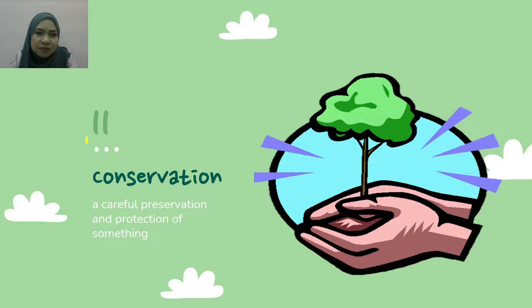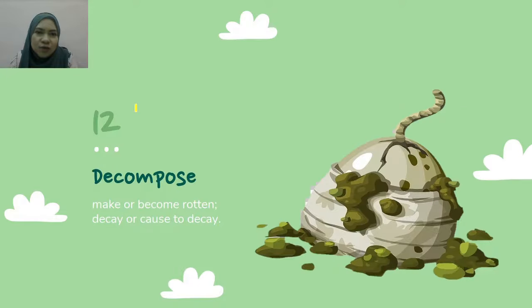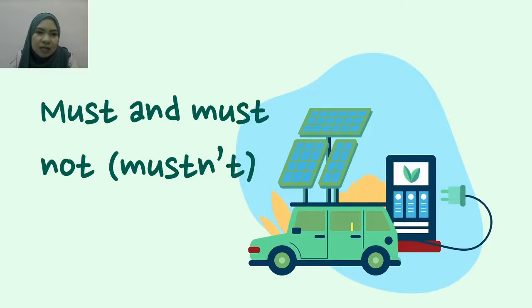Okay, next, word 11, conservation. A careful preservation and protection of something. Conservation means pemuliharaan. Okay, number 12 and the last word for today is decompose. What is decompose? Make or become rotten, decay or cause to decay. Okay, this picture shows the process of decompose. What is decompose in Malay? It is mereput.